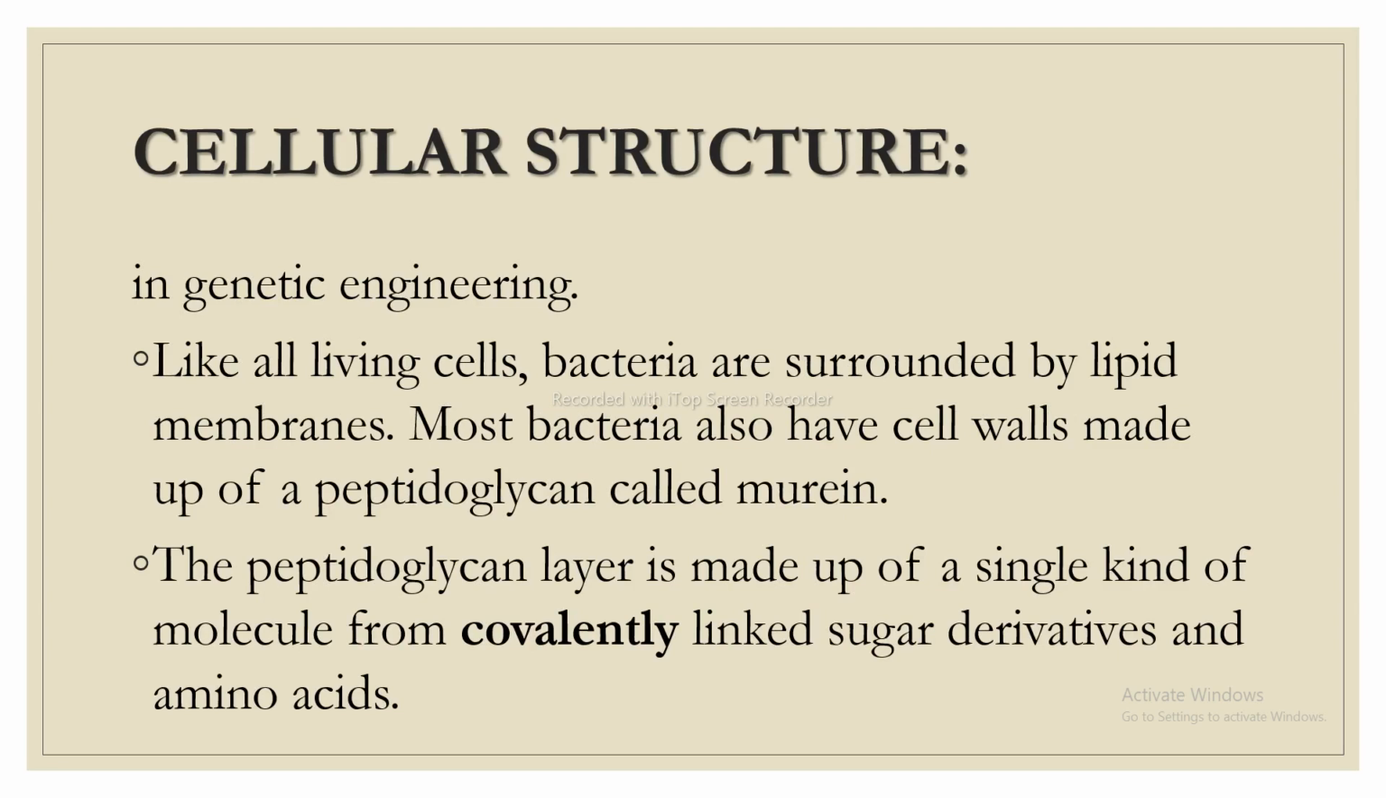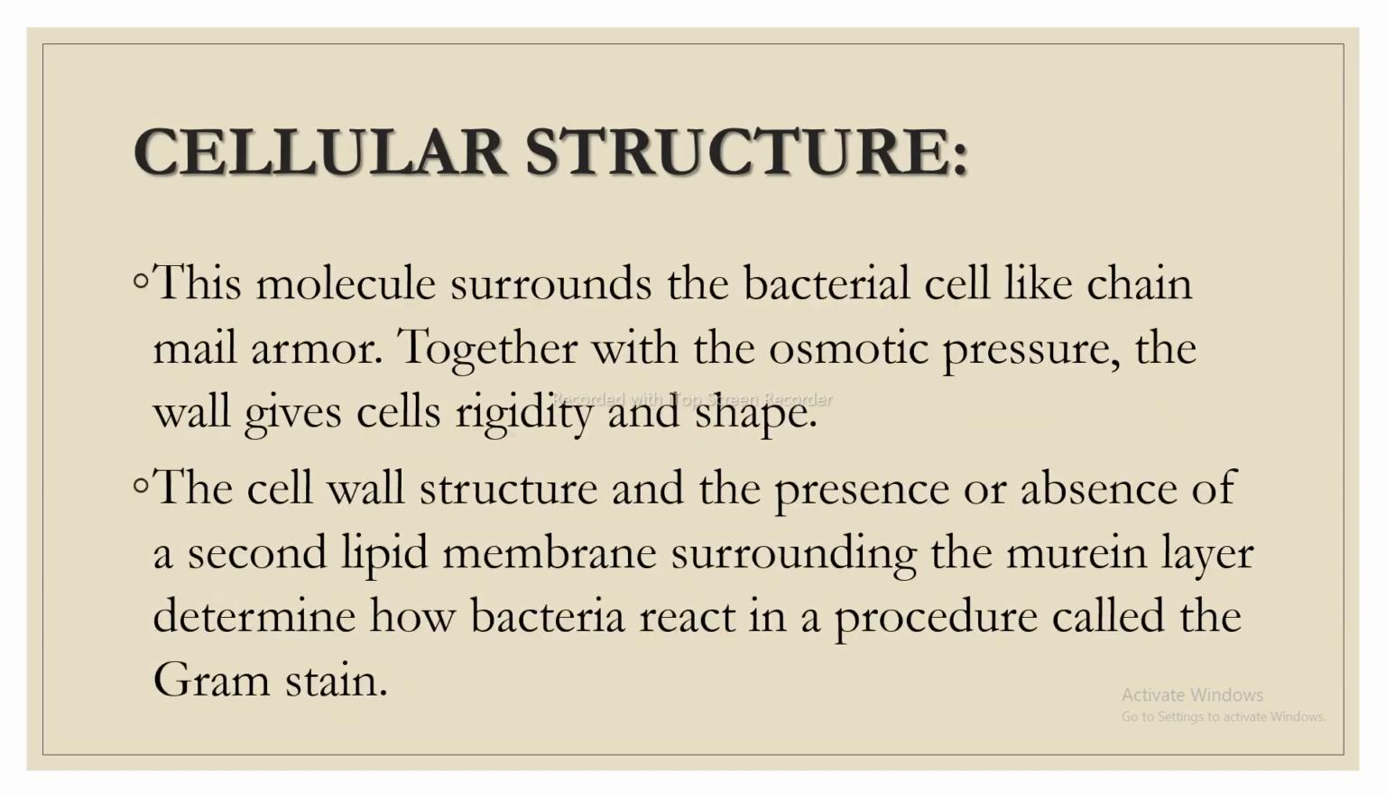Like all living cells, bacteria are surrounded by lipid membranes, and most bacteria also have cell walls made up of the peptidoglycan called murein. The peptidoglycan layer is made up of a single kind of molecule from covalently linked sugar derivatives and amino acids. This molecule surrounds the bacterial cell like chain mail armor. Together with the osmotic pressure, the wall gives cells rigidity and shape.